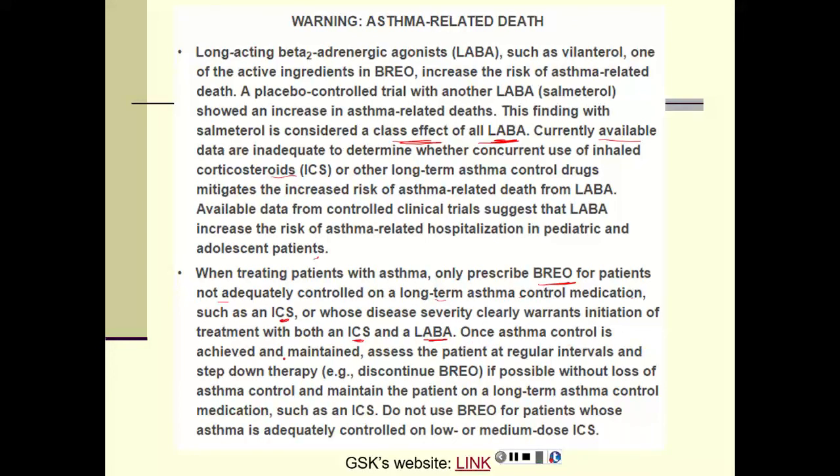Once asthma control is achieved and maintained, assess the patient at regular intervals and step down the therapy, that is, discontinue the Brio, if possible without loss of asthma control, and maintain the patient on a long-term asthma control medication such as an inhaled corticosteroid. Do not use Brio for patients whose asthma is adequately controlled on low or medium dose inhaled corticosteroids.